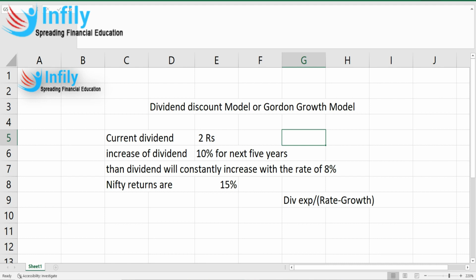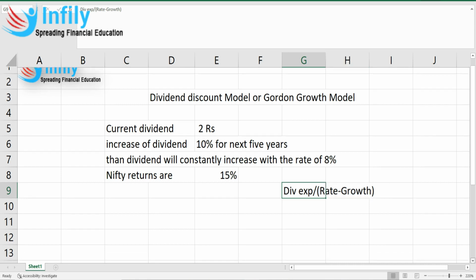Let's say this is a question having a current dividend of 2 rupees, and the dividend is increasing at the rate of 10% for the next 5 years, and then the dividend will constantly increase at the rate of 8%, and Nifty returns are 15%. We have to use this formula for calculating the value of this stock, but we will use this formula at a place where the dividend is constantly increasing.